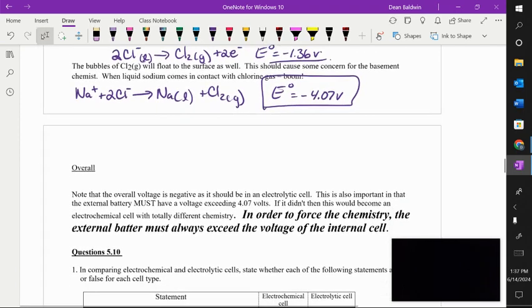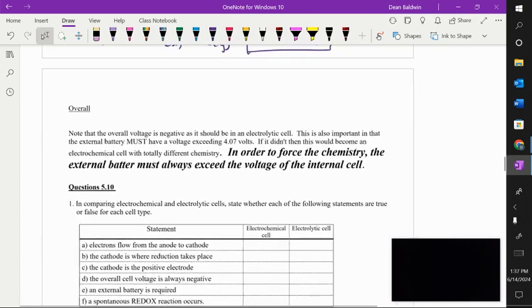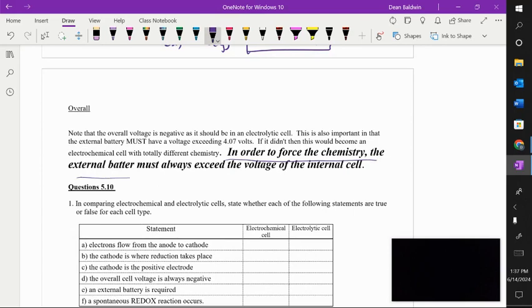And so this bit is the overall reaction. In order to force the chemistry, the external battery must always exceed the voltage of the internal cell, i.e. what the electrochemical cell would need to run spontaneously. Okay? That's type 1.